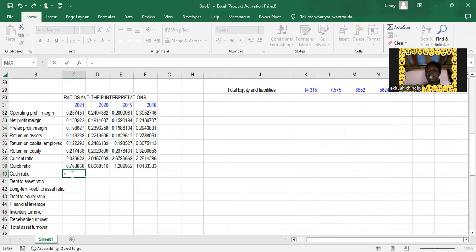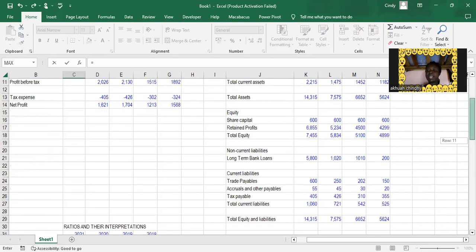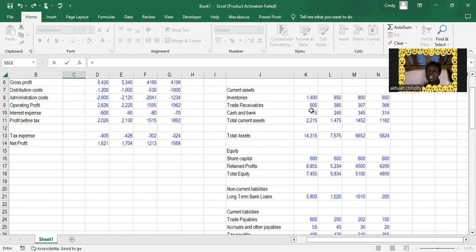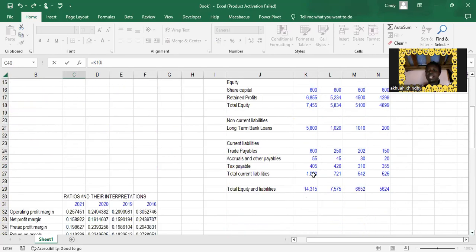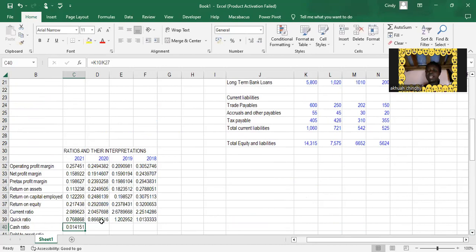It's equivalent to what, the cash at hand. So we go to our balance sheet, then we pick our cash and cash in bank. Yes, they will divide by what? Add total current liabilities, which is here. They will press enter. They will move it to the side. So Excel has calculated it for us.